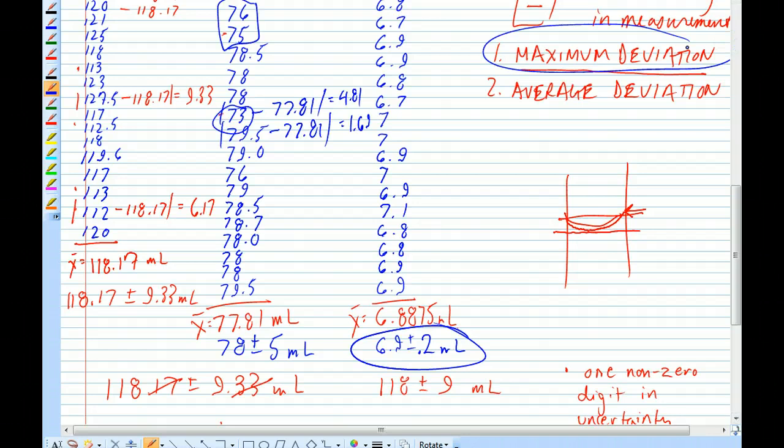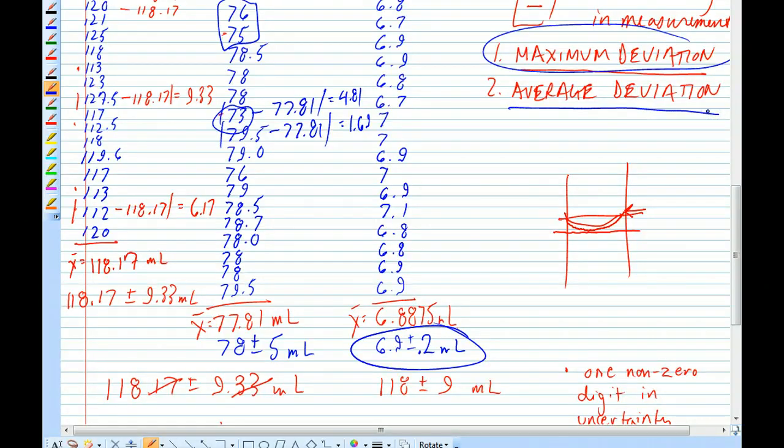What I have on the website, there is a document called Uncertainty, and if you click on that, it runs through another example for you with another set of data. It shows you how to do the calculation for the deviation.